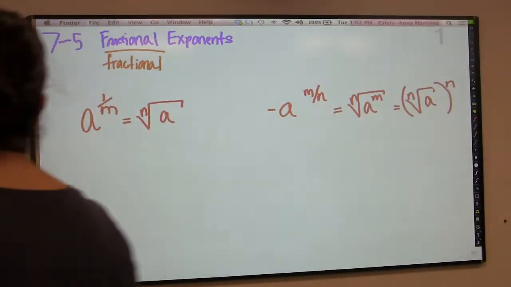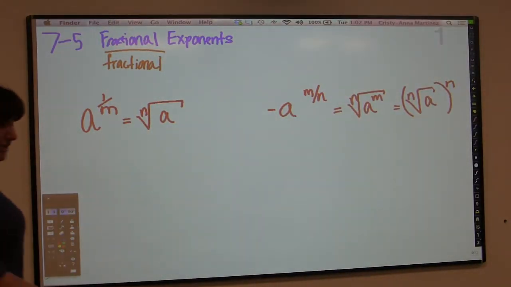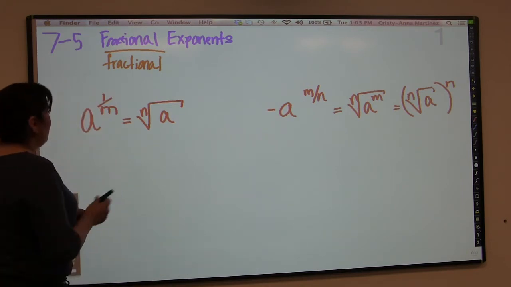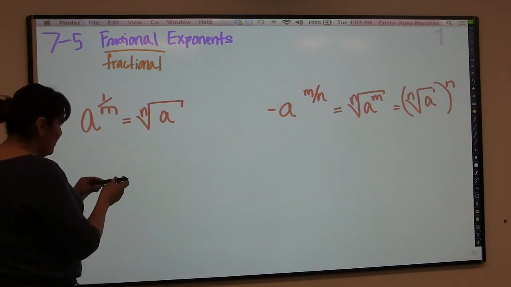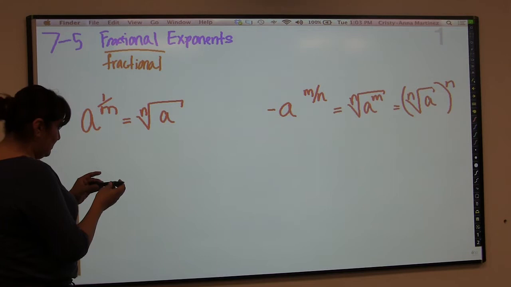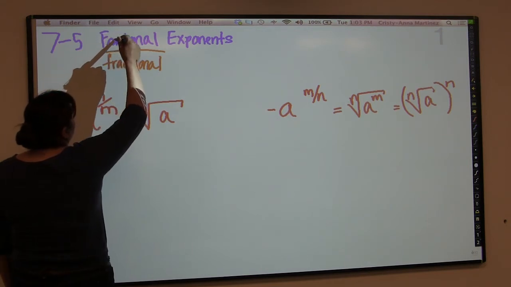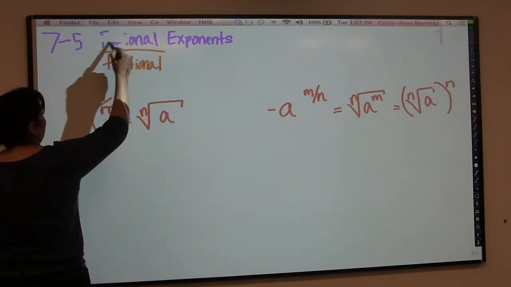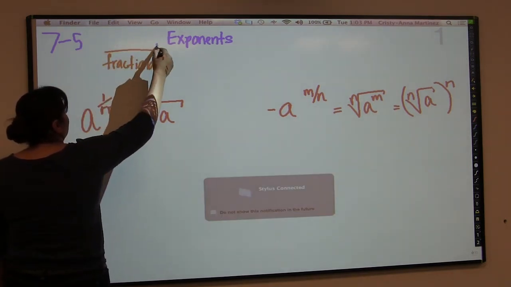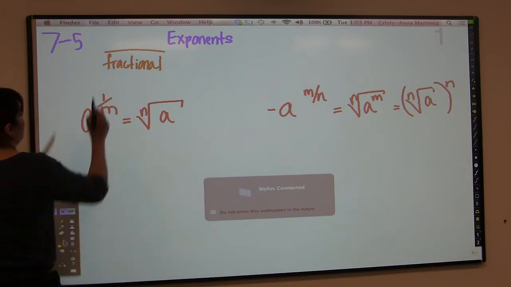All right, good afternoon. Today we're going to be learning about rational exponents, and it appears that one of my students thought they were really funny and changed the title of my thing here to fractional instead of what it should say. How lame of them.